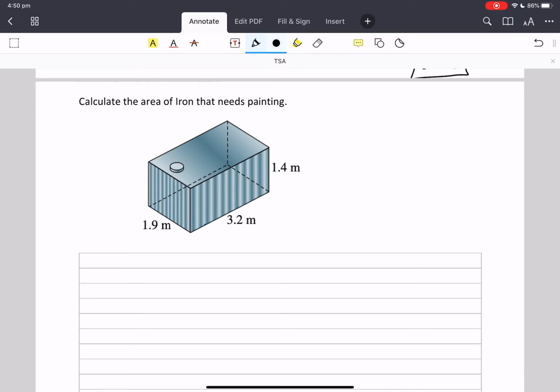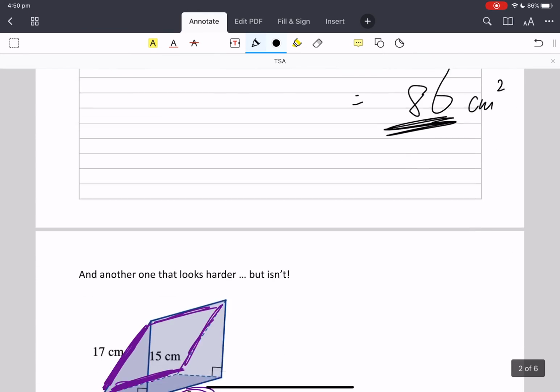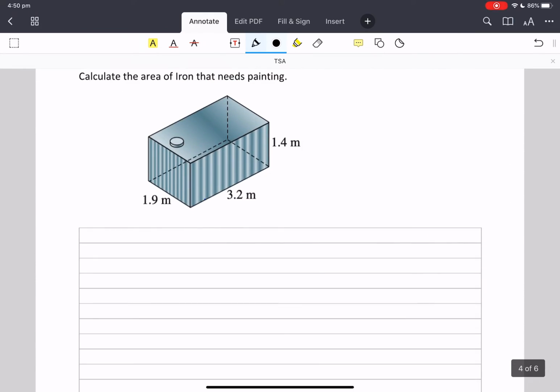Calculate the amount of iron. So this is some iron box somewhere. It's pretty big, so it's like a shipping container. Can you see that that is exactly the same as our first question, but it's in a real world situation. So calculate that rectangle, which is length times width, which is 3.2 times 1.4. And there are 2 of them. So multiply it by 2.